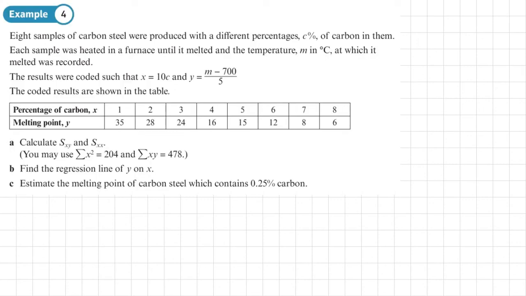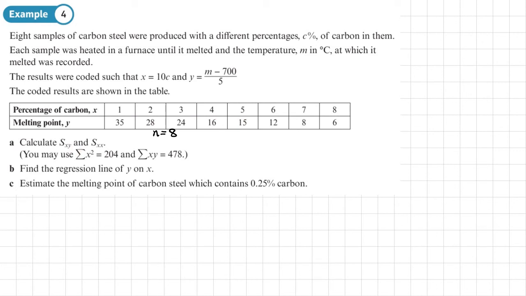Example 4, what we've got here are 8 samples of carbon steel were produced with different percentages C of carbon in them. So if it's 8 samples, let's write down straight away that n is 8. I can see that because there's 8 columns as well. Each sample was heated in a furnace until it melted, and a temperature M in degrees Celsius at which it melted was recorded. The results were coded such that X equals 10C and Y equals (M minus 700) over 5. The coded results are shown in the table, which we can see here.